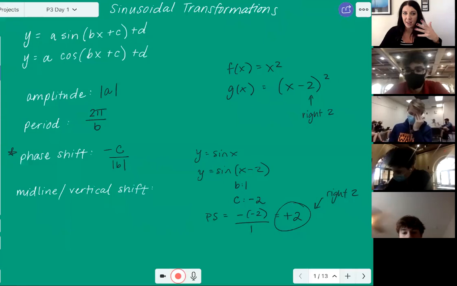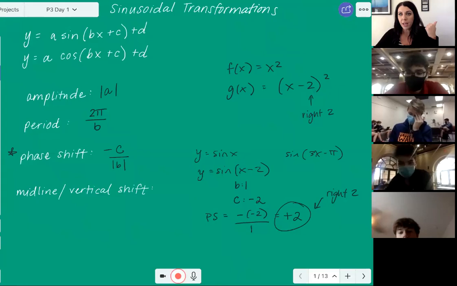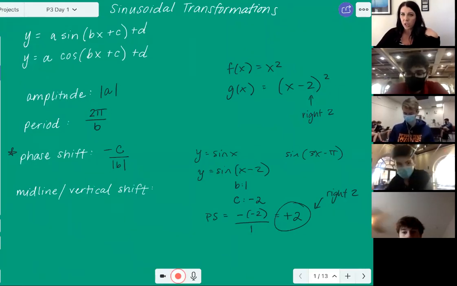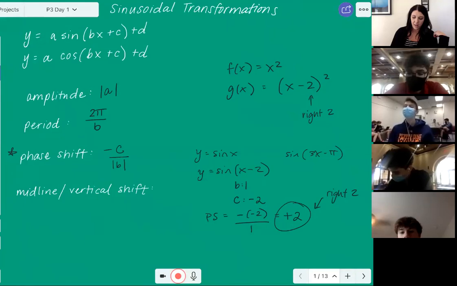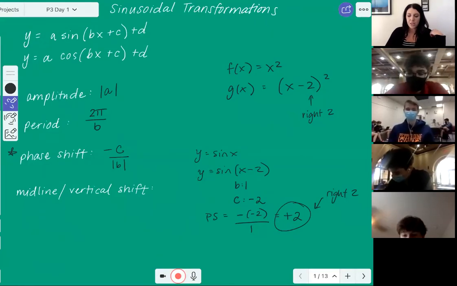It gets more complicated if it's like sine of 3x minus pi. That's when those more complicated ones, it's hard to think about how that moves. It's very helpful to use that equation, negative c over the absolute value of b. Okay, any questions on this one? On phase shift, how to find it.